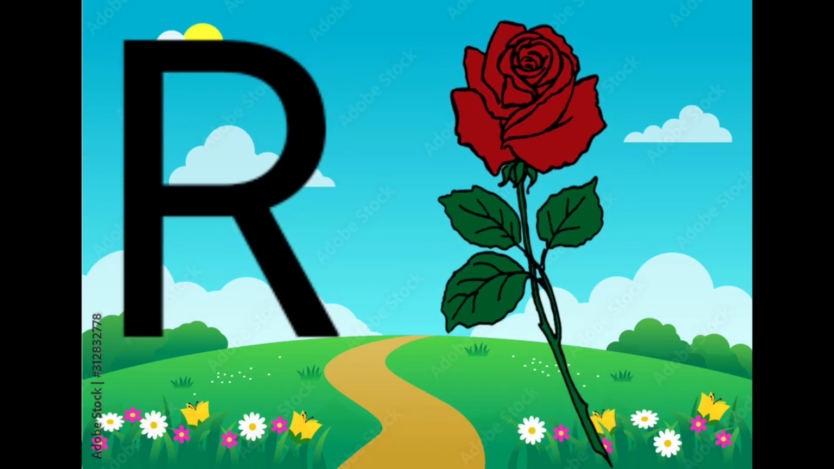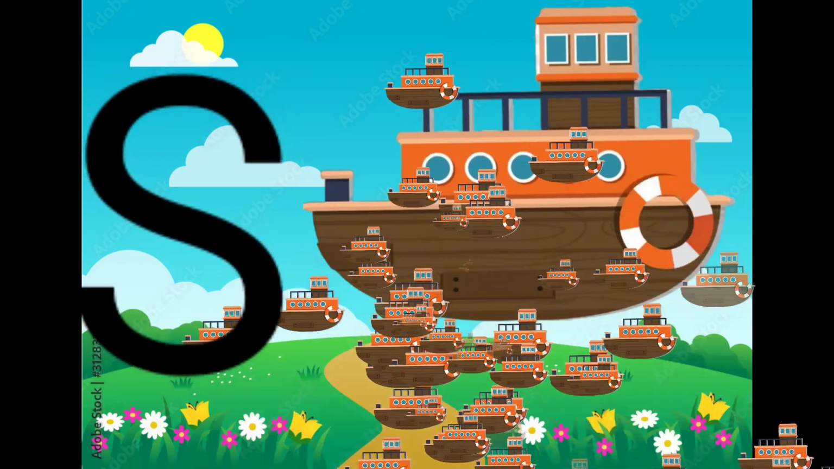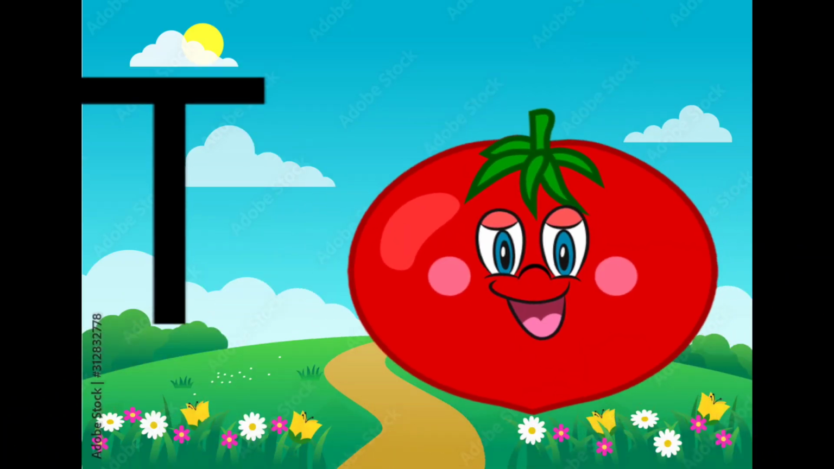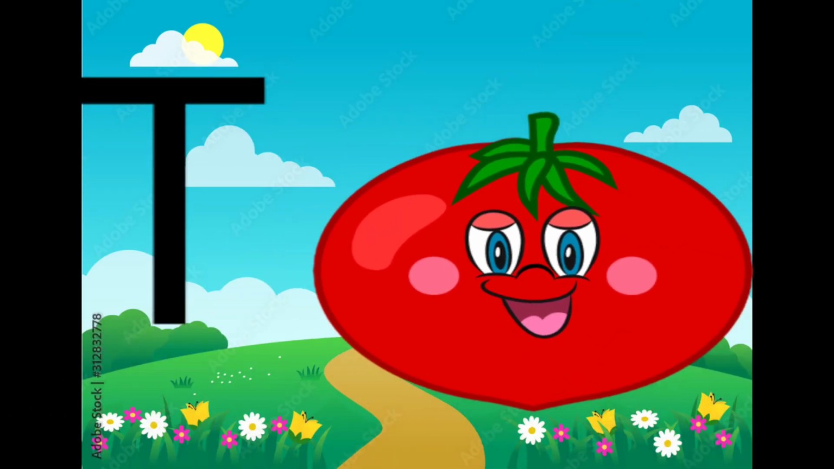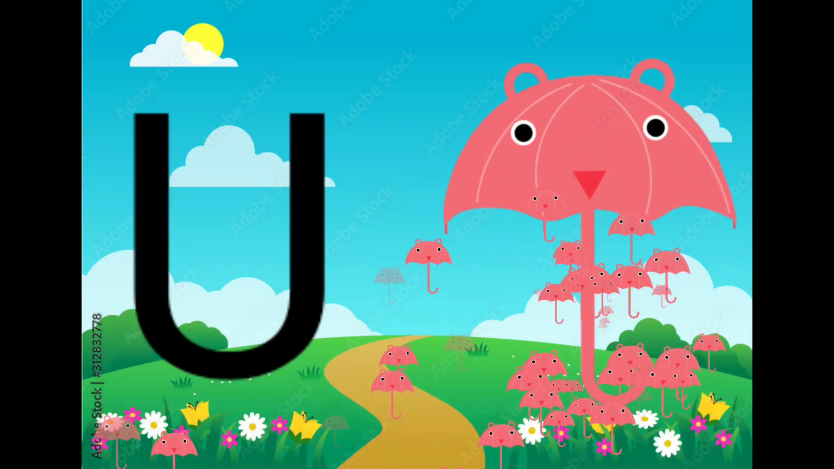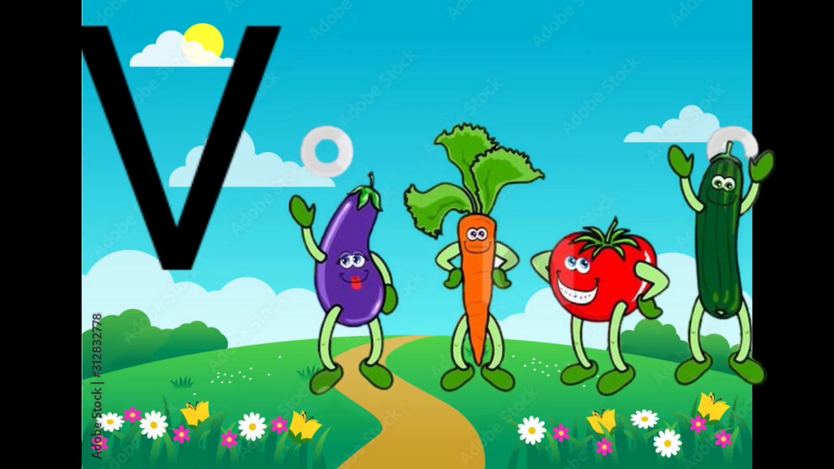R for Rose. S for Sheep. T for Tomato. U for Umbrella. V for Vegetable.